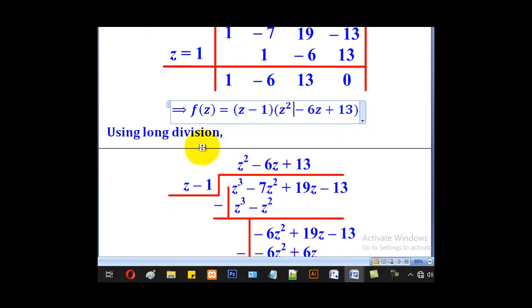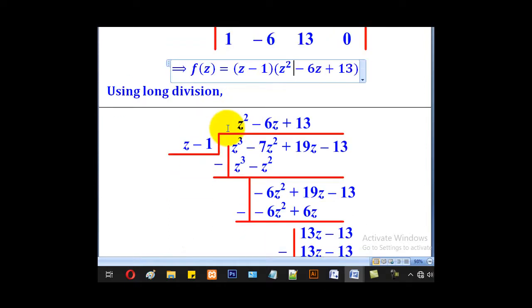You can also use long division, whereby you first write your equation here, then you write your factor here. So in this case, we shall say this highest power, which is z cubed, divided by this highest power, which is z, to get z squared. Write z squared there. After that, you multiply this z squared through the divisor to give you z cubed minus z squared. So after that, you shall now subtract this, and this gives you 0. This and this gives negative 6. Then this minus 0, you get the same value, 19z. This minus 0, you get the same value, negative 13.